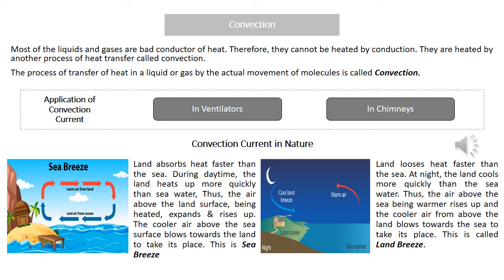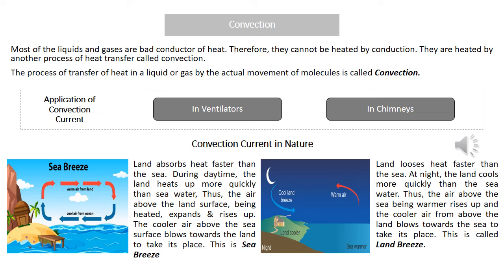Now children, we can see this convection in our nature also. What are these? Sea breeze and land breeze. They are examples of convection currents in nature. Now, what is sea breeze? You know what happens, children, in coastal areas, where there is sea. That is a coastal area. So in coastal areas, what happens during the daytime? The land gets heated faster than the sea water.